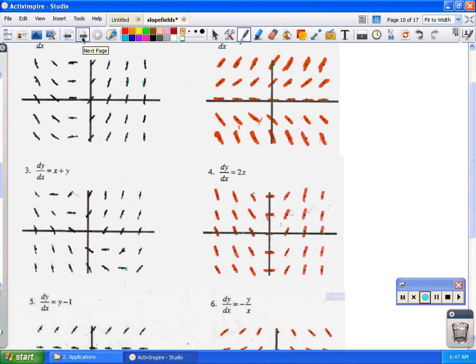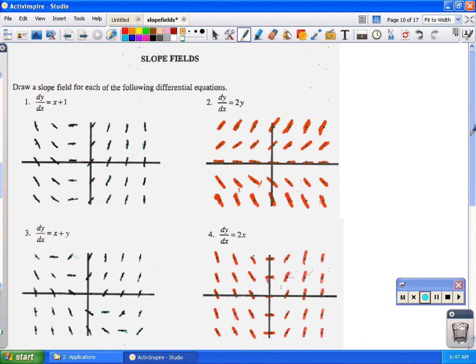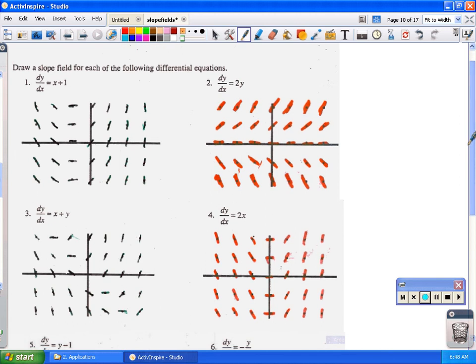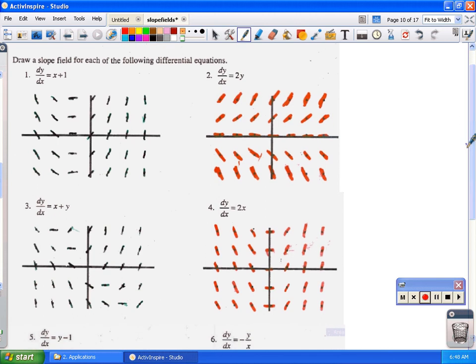All right, welcome back. These are the solutions for the slope fields that you created. Some observations that I would like for you to make. Again, we said earlier that in this case, the derivative depends only on x. And if you'll notice, first of all, it did generate a family of parabolas. You can see the parabolas going like that. So it is a family of parabolas. Now let me get rid of that.